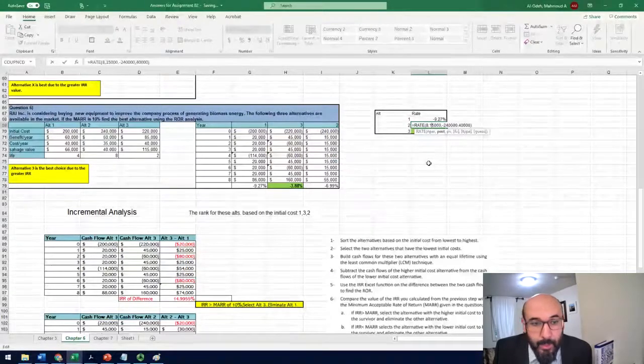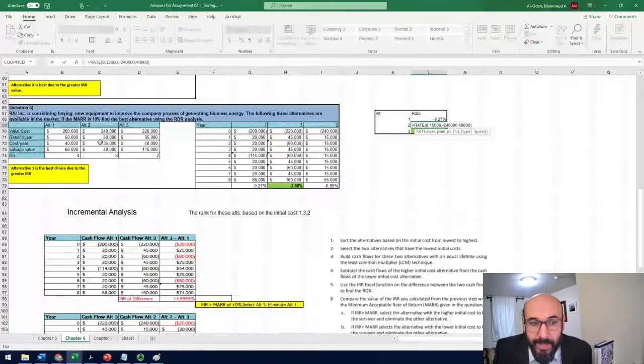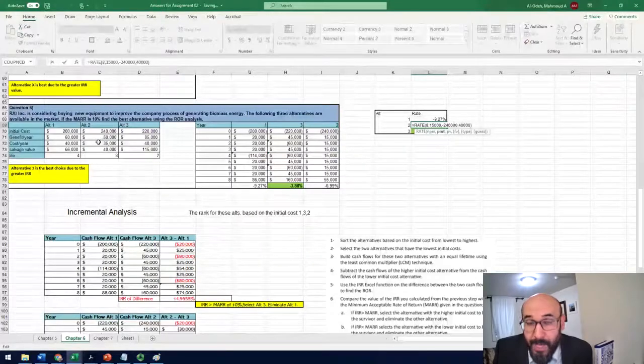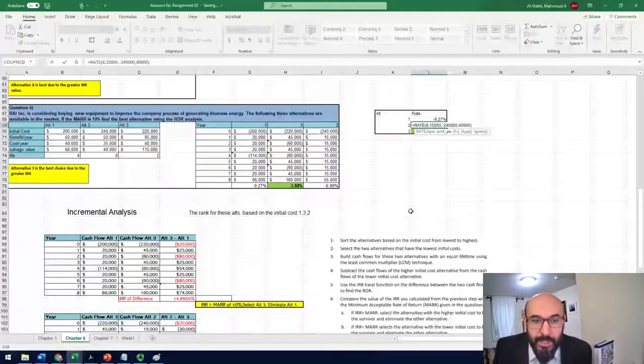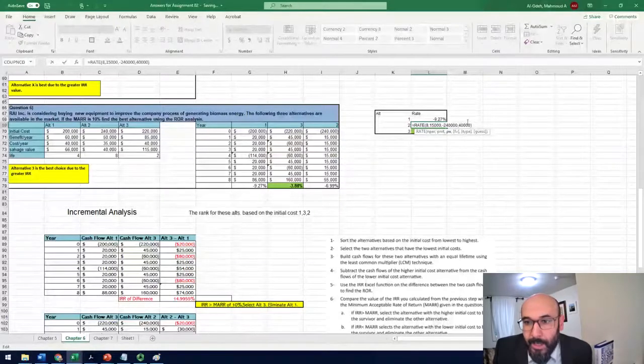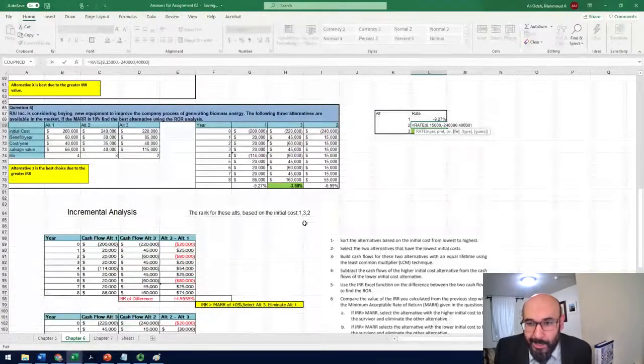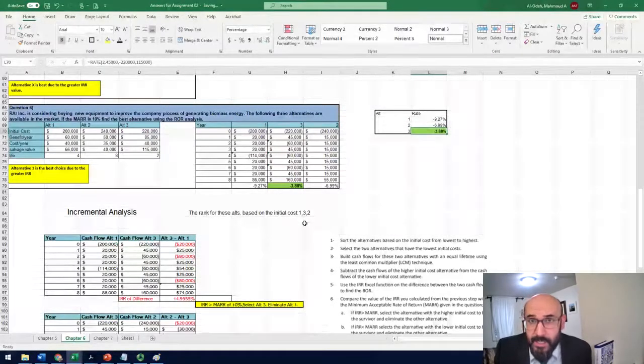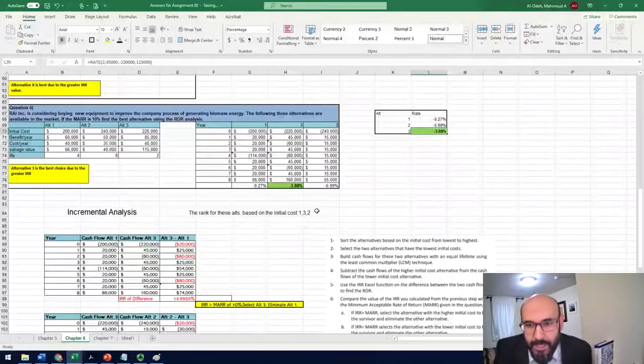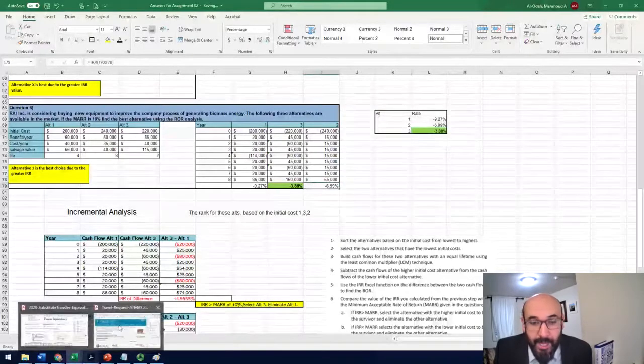And the PMT parameter would be the difference between the benefit and the cost. That would give you positive 15,000. And then the PV will be the initial cost, 240. And the salvage value is the future value, which is 40,000. Click enter, and that will give you a negative 6.99%. Again, match the number here from the IRR function.